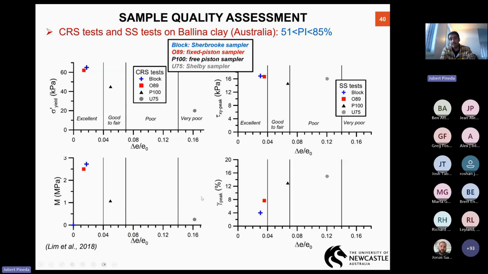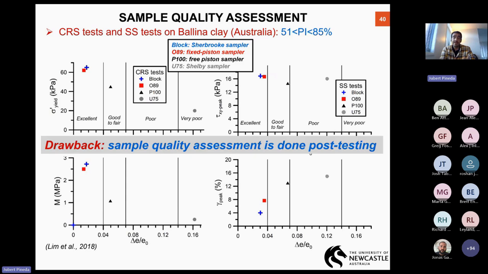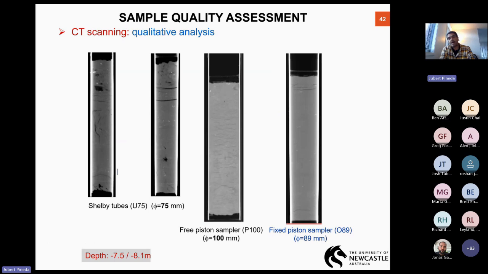And if we estimate the strain at peak condition, you see that it only requires 2 or 3% for the block and the fixed piston to reach the peak value, whereas it requires a lot of deformation for the Shelby tube to reach the peak condition. So clearly, Shelby tubes are not good. The main problem with this method is you need to run the test, and at the end of the test, you realize if everything you have done is good or bad, which is definitely not good. So that's why we are proposing a different method.